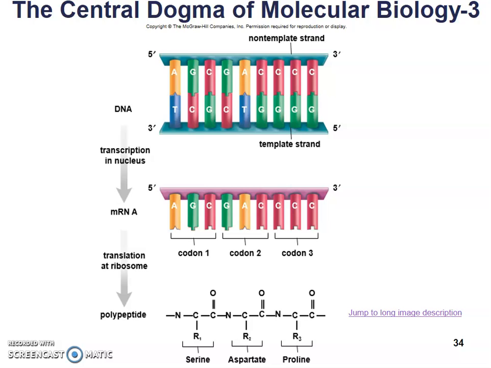Then that messenger RNA leaves the nucleus where it has been making a copy of the DNA. It moves to a ribosome where the ribosome reads the sequence of codons and it brings together amino acids to make the primary chain of the protein.